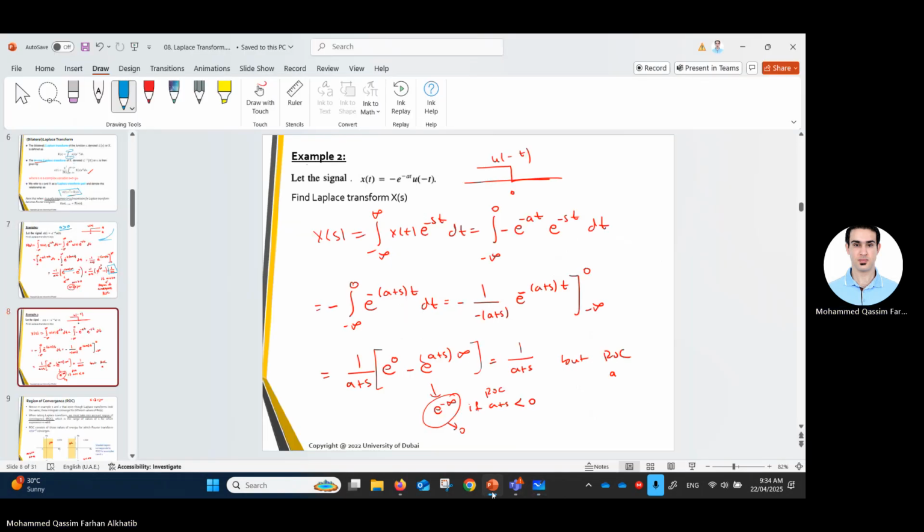So here in the slides, we summarize it. That's the region of convergence when a plus s is less than 0, so s is less than negative a. And it is the exact same Laplace transform as the previous one. When you do the Laplace transform, you also have to provide the region of convergence. As we notice here, two different functions in the time domain led to the same exact Laplace transform in the Laplace domain, or frequency domain. Is it clear for now?